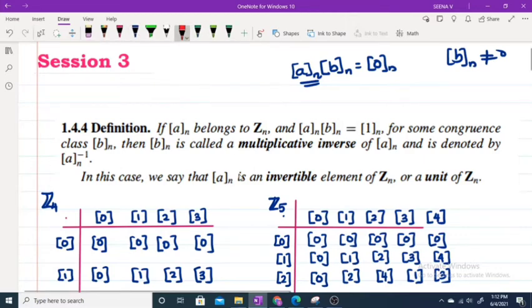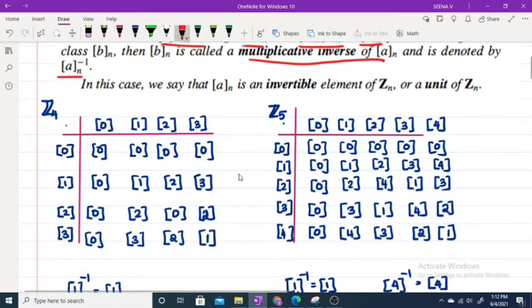If a belongs to Zn, the congruent class modulo n, and ab is equal to 1 for some congruent class b, I am just using ab, you must understand that it is a congruent class modulo n, then b is called the multiplicative inverse of a, and it is denoted by a inverse. In this case we say that a is an invertible element of Zn, or we call it a unit of Zn.